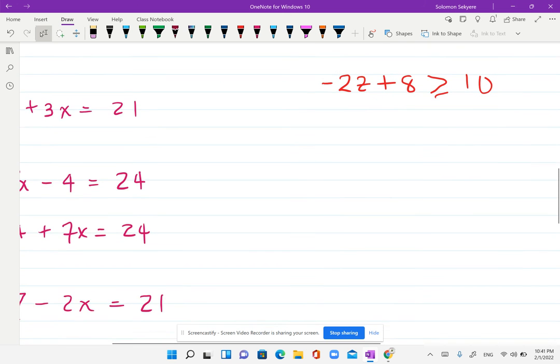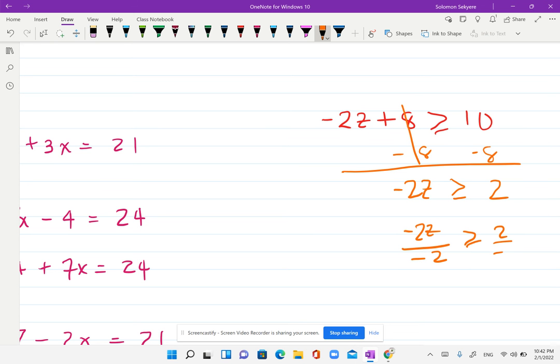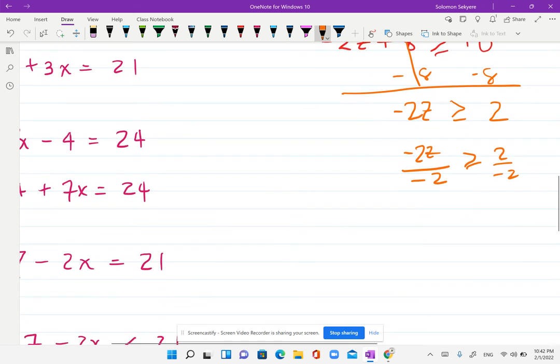So now if you had it this way, same thing, subtract 8. You have negative 2z left on the left side is greater than or equal to 10 minus 8 is 2. I'm lining up my work, organize it very well. Negative 2z over negative 2, 2 over negative 2. And your final answer then becomes, once you divide by a negative, z less than or equal to -1.